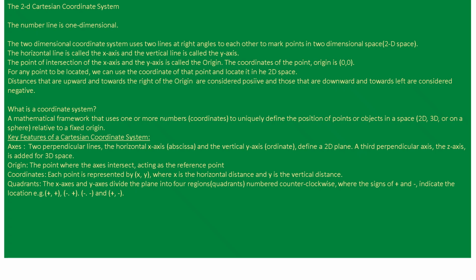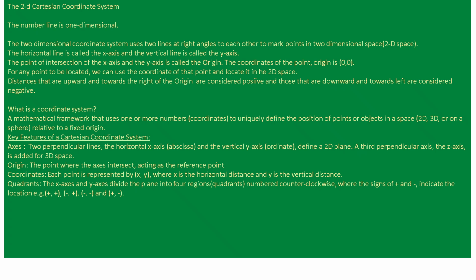It is used to mark the position of any object in a two-dimensional space in terms of its x-axis and y-axis. The horizontal line is called the x-axis and the vertical line is the y-axis. The point of intersection of these two perpendicular lines is called the origin, the coordinates of which are 0, 0.